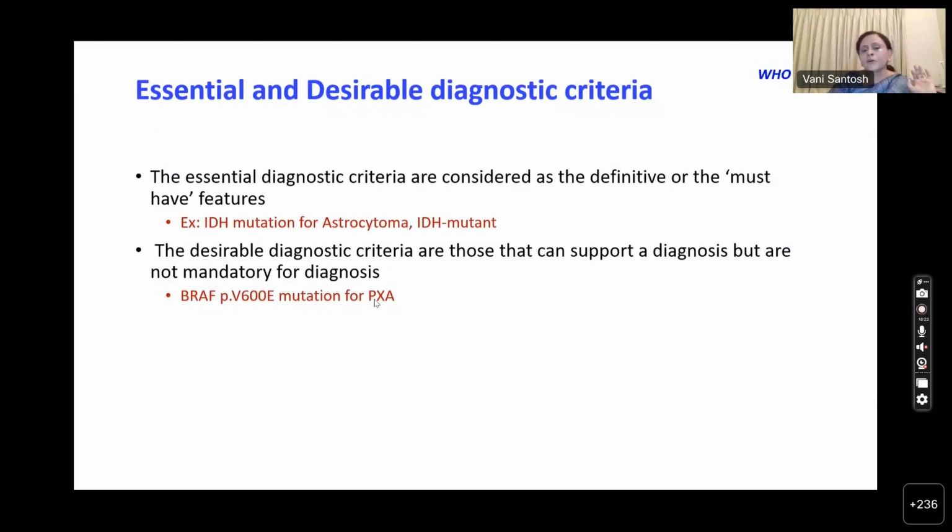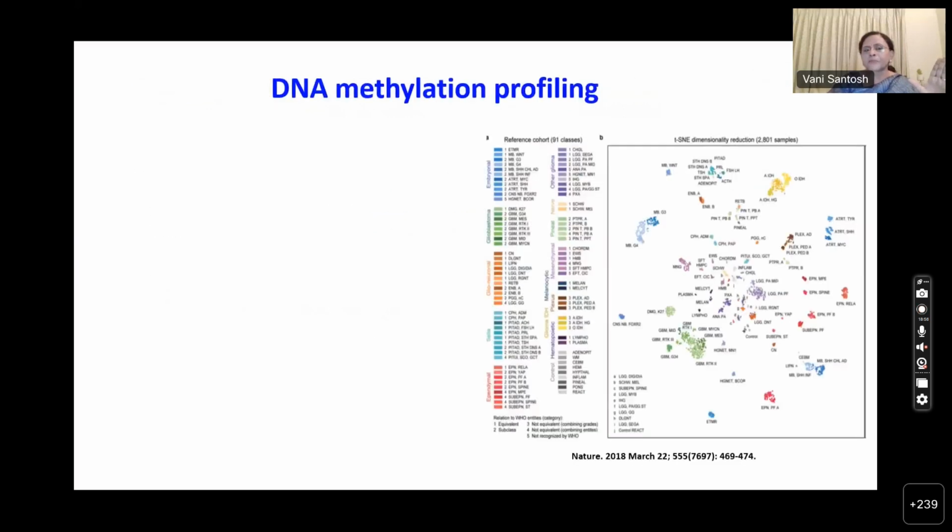For example, for this tumor called pleomorphic xanthoastrocytoma, a large majority of them will show the BRAF V600E mutation. Okay, it is characterized by BRAF V600E mutation. But let me tell you, it is not seen in 100% of the cases. It's seen in about 70 to 80% of the cases. And that is why this is a desirable criterion. You can still make the diagnosis of PXA on histology without BRAF V600E mutation demonstration. So this becomes a desirable diagnostic criterion. So every tumor will have essential criteria and desirable criteria.